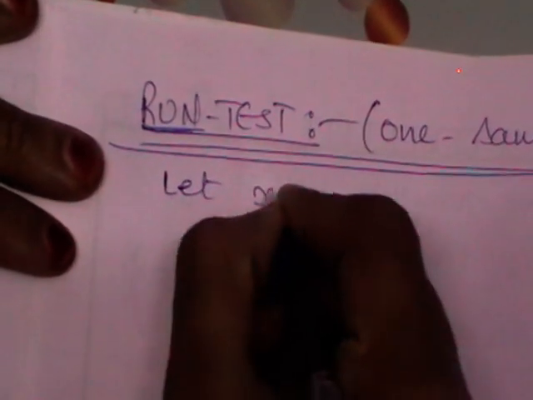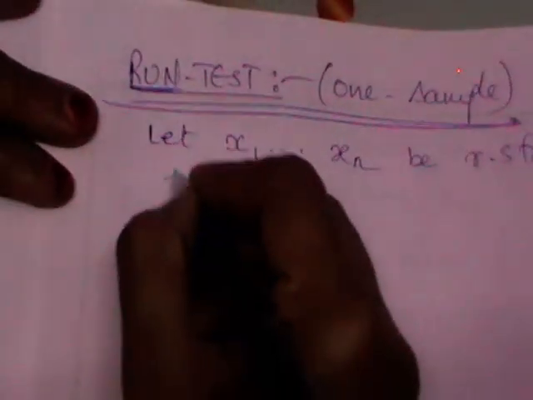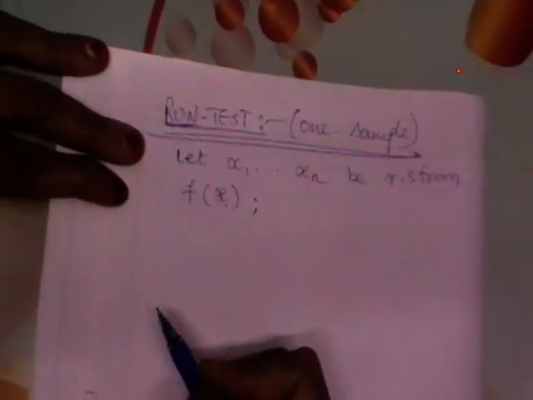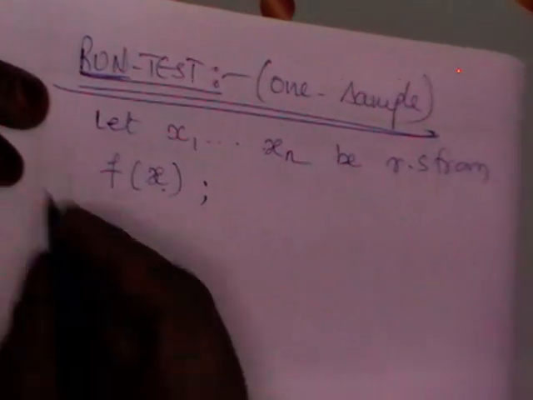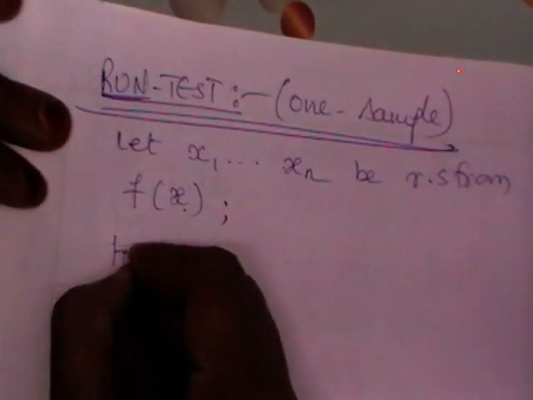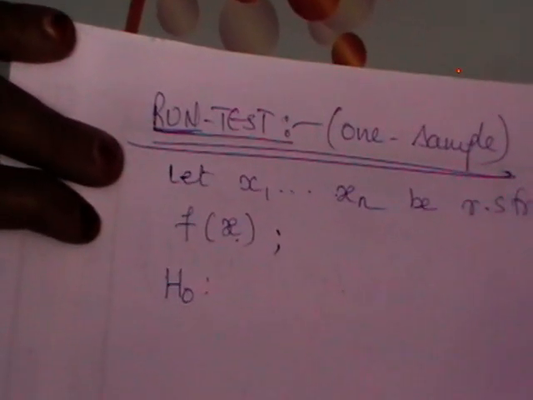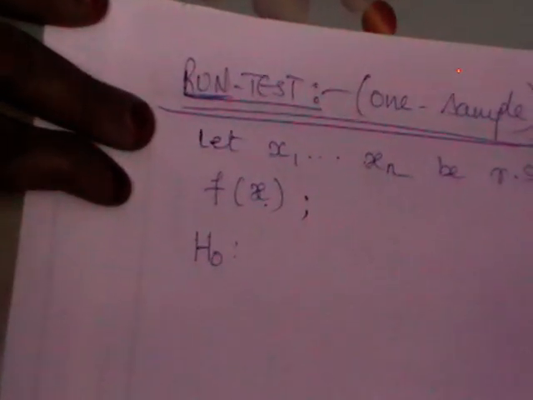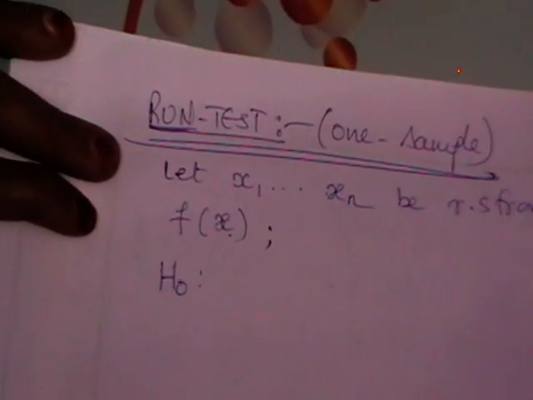This is the usual one. As you have only one sample, you should write: let x1, x2, ..., xn be a random sample from a population with PDF f(x). All these are continuous distributions. Let this be the PDF of the population from which we have drawn the sample of size n. Then you should write the null hypothesis. As I said, under non-parametric tests, there is no change in the null hypothesis for one sample and two samples. I think we discussed this while discussing the sign test.